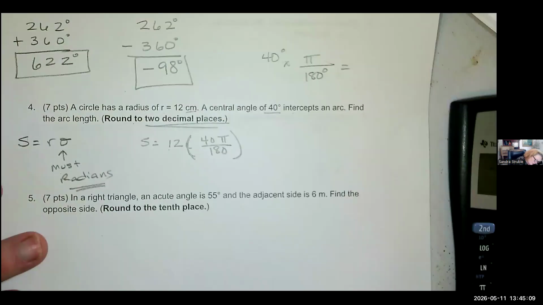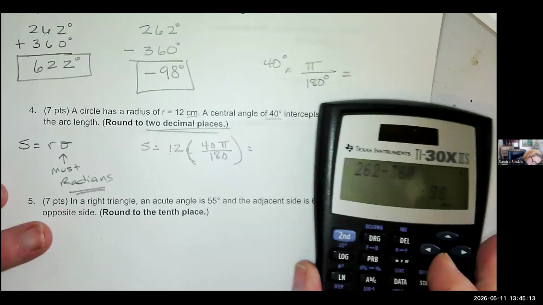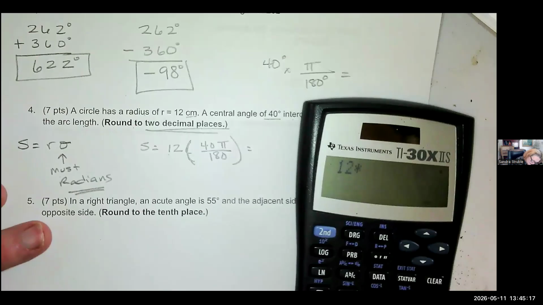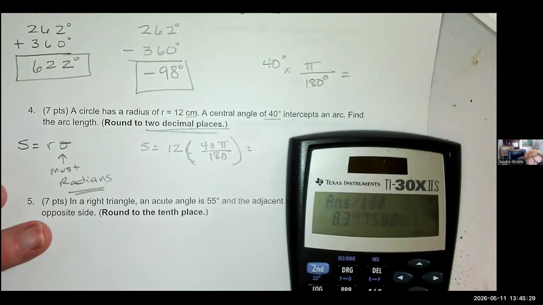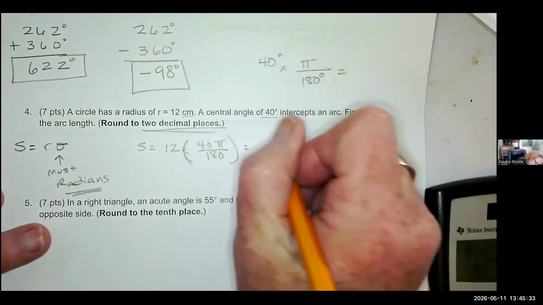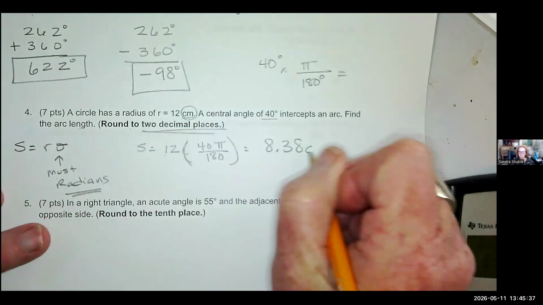All right, so 12 times 40 pi equals, divided by 180 equals, and I got 8.3775, and I'm rounding to 2 decimal places, so 8.38. And this is a unit of centimeters. Most of you did fantastic with that.